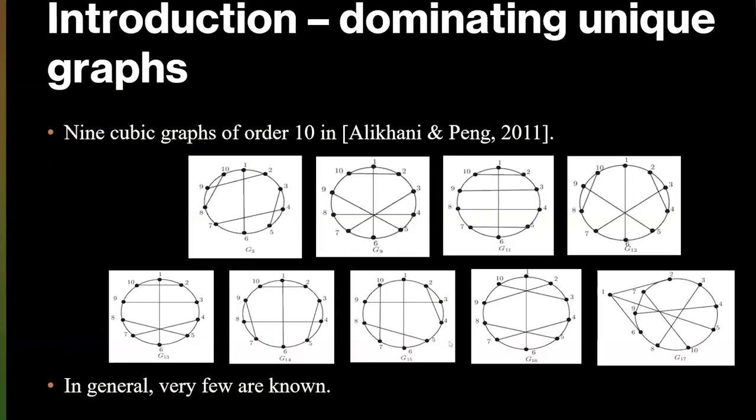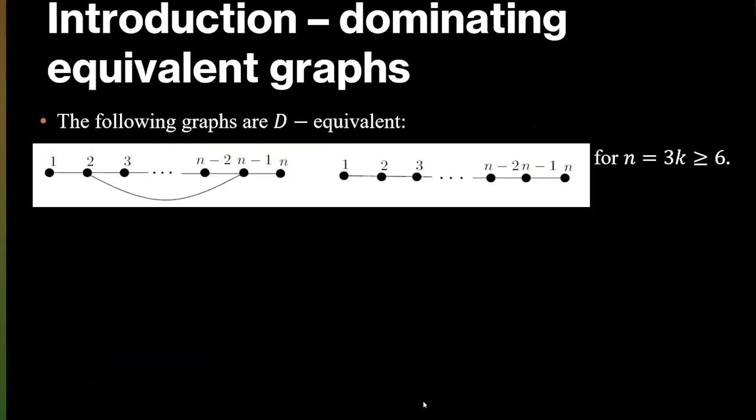Alikhani and Peng also proved that out of all the cubic graphs of order 10, 9 of them are dominating unique. In general, until today, as far as I'm aware, very few new results are known for dominating equivalent graphs.